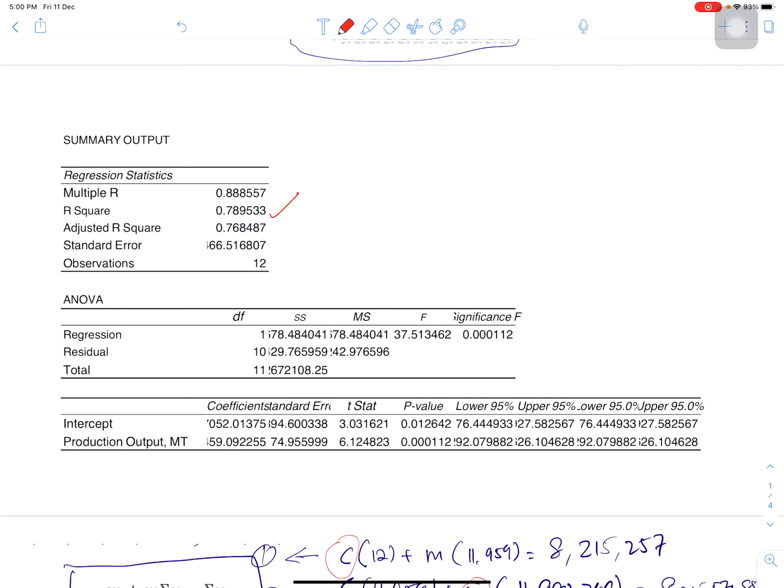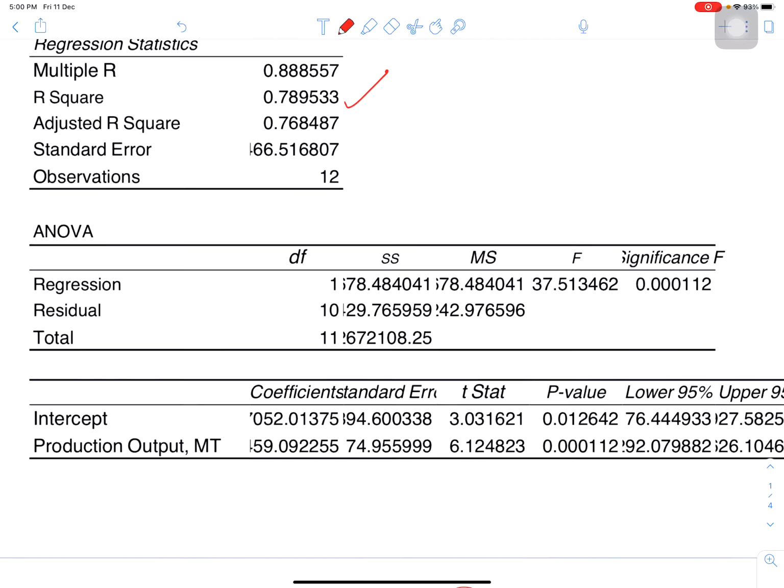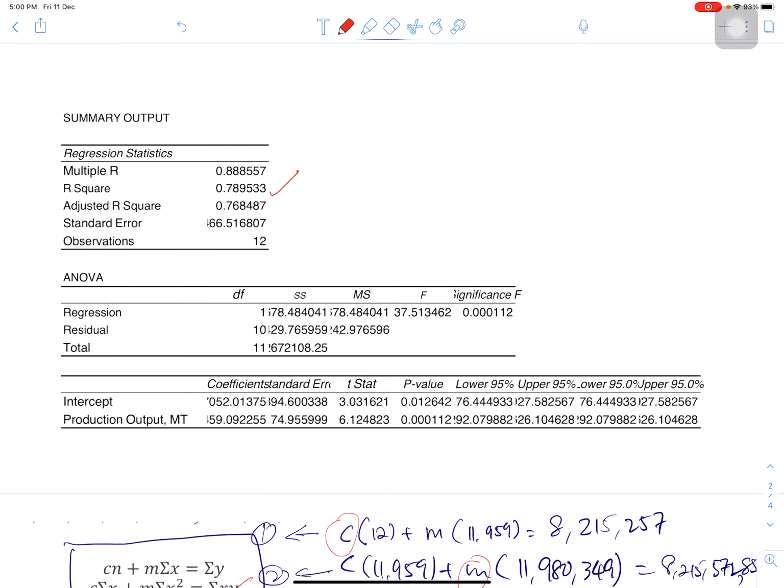So the intercept is, sorry, not so clear here, right? Sorry, the R square value is 2. Oh, this is not clear.